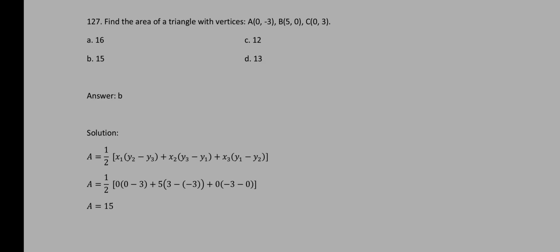Okay, solution mo is, ayan, para makuha yung area na may given coordinates, 1/2 times the quantity x sub 1 times the quantity y sub 2 minus y sub 3, plus x sub 2 times the quantity ulit ng y sub 3 minus y sub 1. Tapos magpa-plus ka ng x sub 3 times the quantity y sub 1 minus y sub 2. Tapos substitute mo, 1 half times the quantity 0 times the quantity 0 minus 3, plus 5 times the quantity 3 minus negative 3, okay, plus 0 times the quantity negative 3 minus 0. Sagot mo daw dyan sa area mo ay 15.